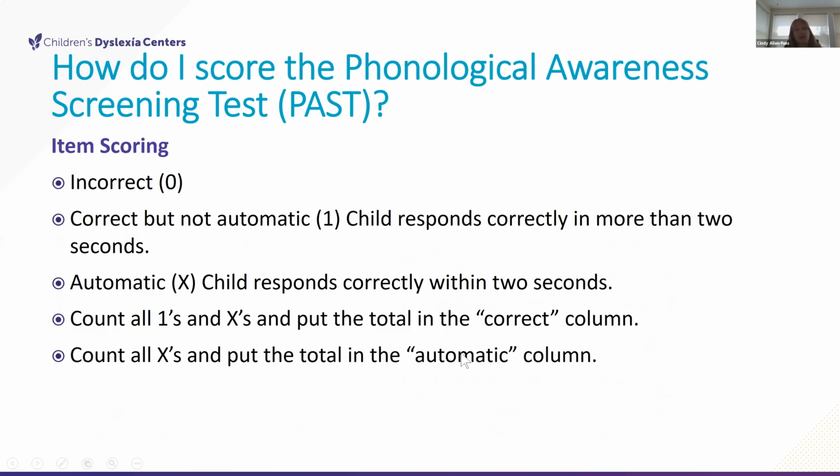This is just a review of how to score the phonological awareness screening test. If it's incorrect, they get a 0. If it's correct but not automatic, that means the child responds correctly, but it takes the child more than 2 seconds, they get a 1. If it's automatic, the child responds correctly within 2 seconds, they get an X. Then you'll count all the 1s and X's and put the totals in the correct column. You'll count all the X's and put those totals in the automatic column.